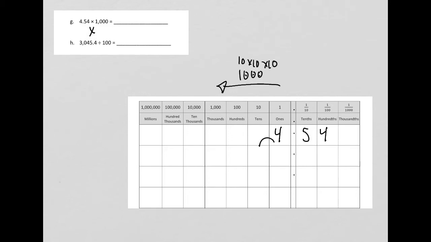So I'm going to move 1, 2, 3. Remember that we're looking at how many zeros, and that's how many columns. So this 4,1 becomes a 4,000. And that also makes sense mathematically, right? 4 times 1,000 will be 4,000.